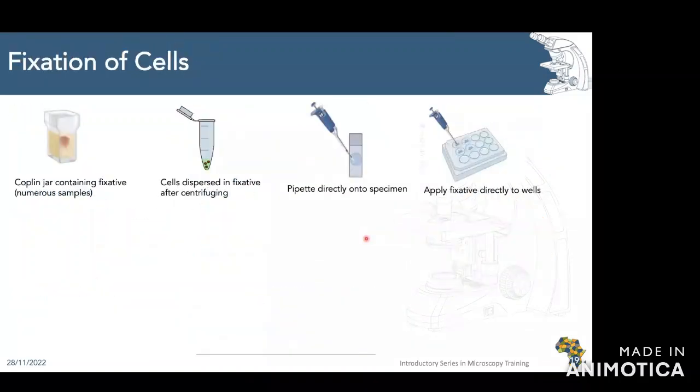Okay, so if you're looking at fixing cells, there are a number of ways of doing this. If you've just got hundreds of slides and you need to do this quickly, a Coplin jar with a fixative inside when you've got lots of samples works extremely well, and it's nice and quick. If you've got cells that are in Eppendorf tubes, you can just disperse them in the fixative, centrifuge them, and then do your wash steps. If you have something like a cut section or your cytocentrifuged cells, you can just pipette directly onto the specimen, using that little bubble to stick onto the cells. If you're culturing your cells, it's very simple, just add it directly to your wells.